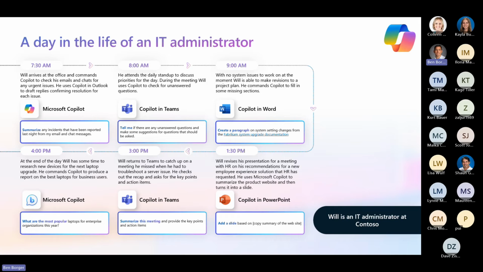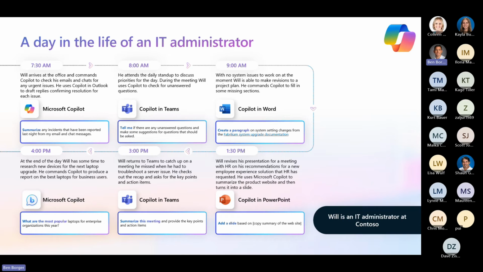Will is an IT administrator at Contoso. He's on site today and uses Copilot to surface any urgent issues from Teams or Outlook. He uses Copilot in Teams during the morning meeting to keep track of any unanswered questions during the daily stand-up. He uses Copilot in Word to draft some details on system setting changes to include in an IT project plan, using a source document in Teams.